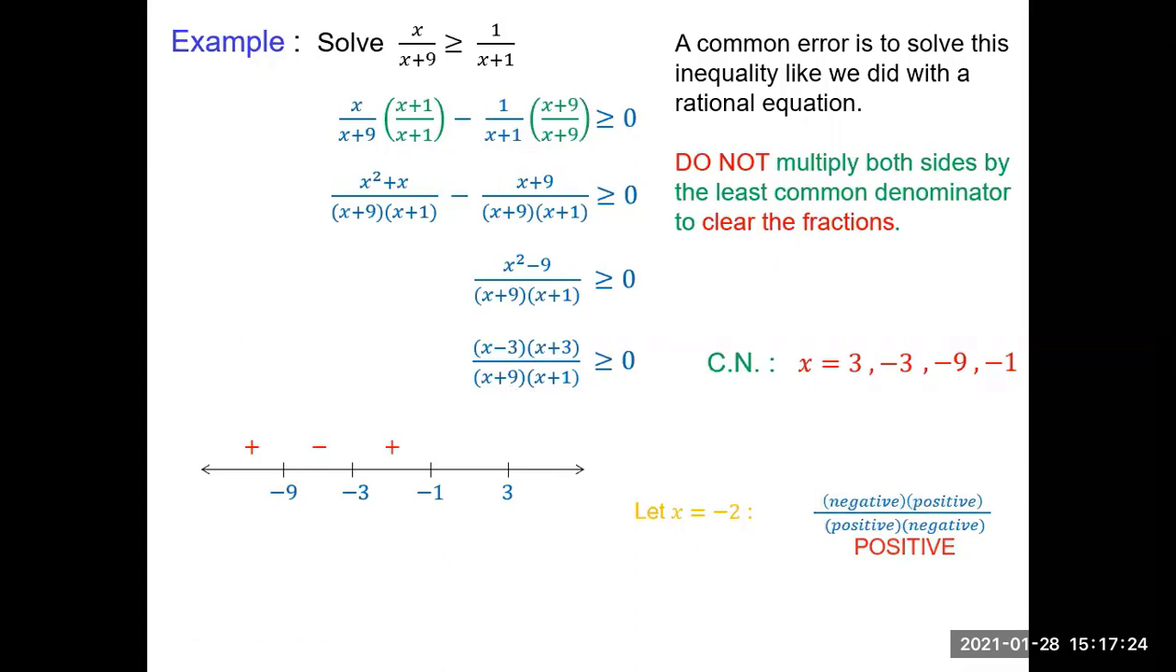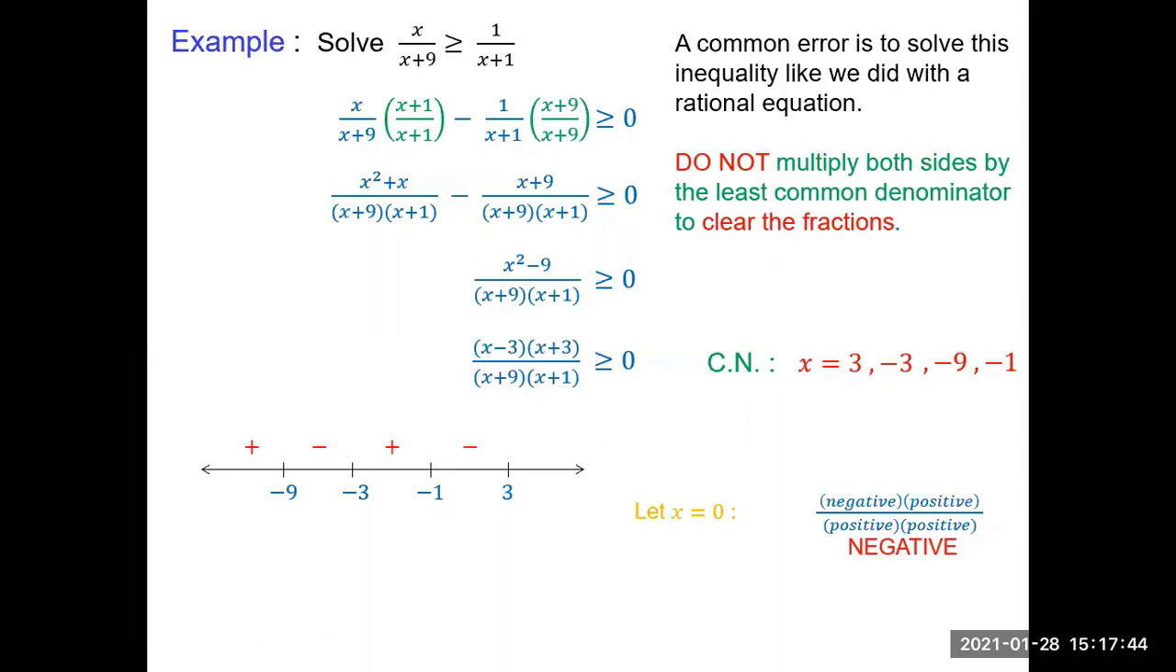Next, we can pick something between negative 1 and 3. Again, I like to choose 0. So when I plug in 0, I get a negative times a positive over a positive times a positive. And when you think about it in this way here, that means we get a negative value divided by a positive value, which is finally a negative value. Fill in a negative in that interval.